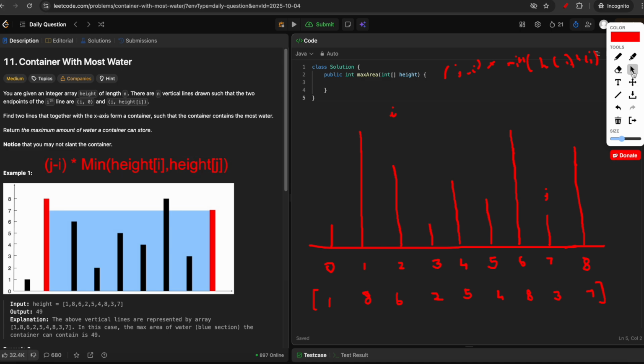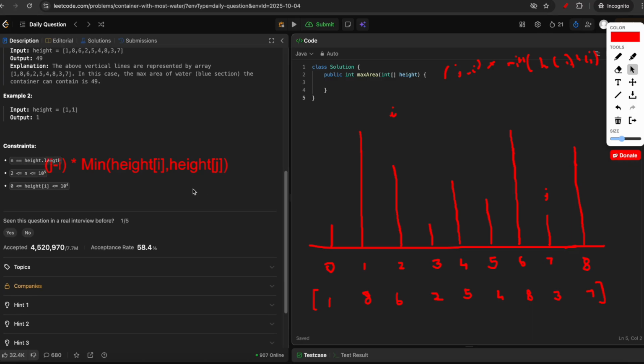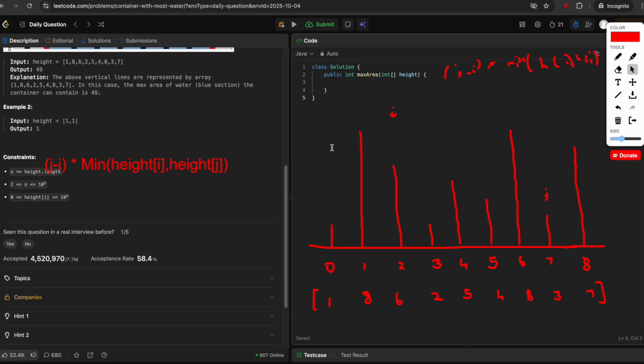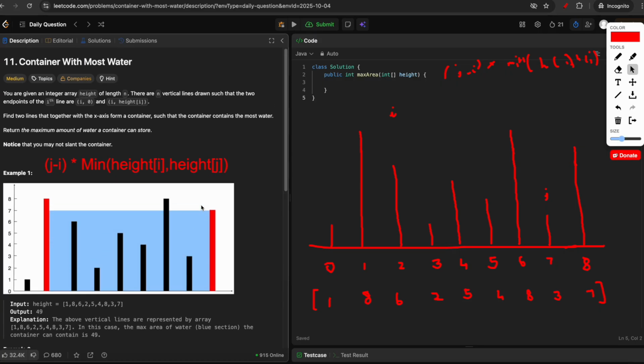So what we can do is iterate on all possible i and j values, get the area, and try to maximize it. This will have a time complexity of order n squared because we are iterating on all possible i and j. But since the value of n is 10 to the power 5, n squared will be 10 to the power 10, so this won't pass. We have to somehow optimize the logic.